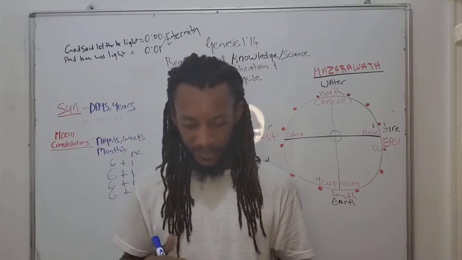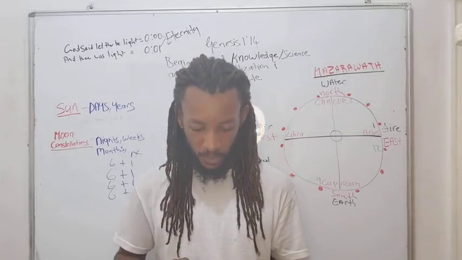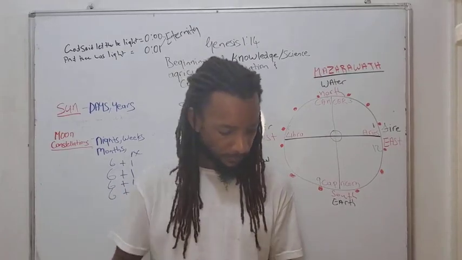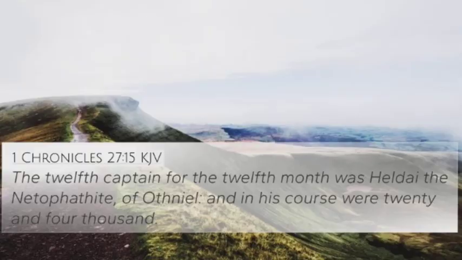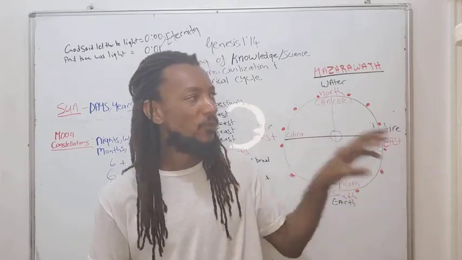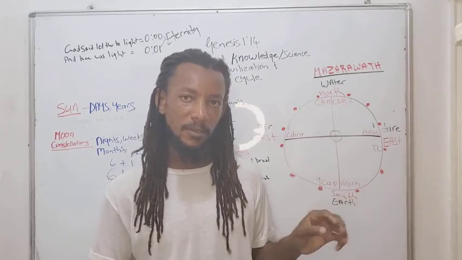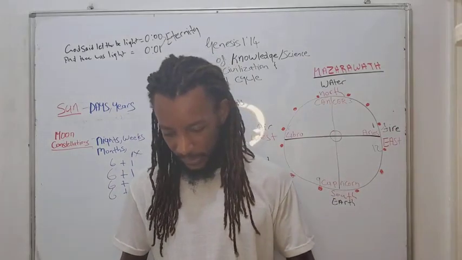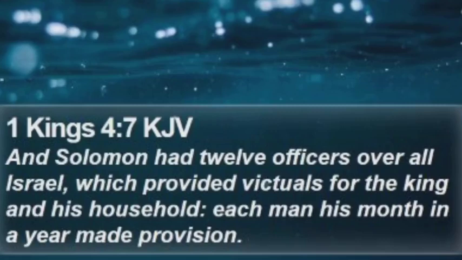So when you go through the rest of the chapter, you'll see that it goes all the way up to verse 15 that says the 12th captain for the 12th month. So there are 12 months throughout the course of the year. When the sun makes a complete revolution, you have 12 months in that cycle. Now this is the book of First Kings, chapter 4 and verse 7.